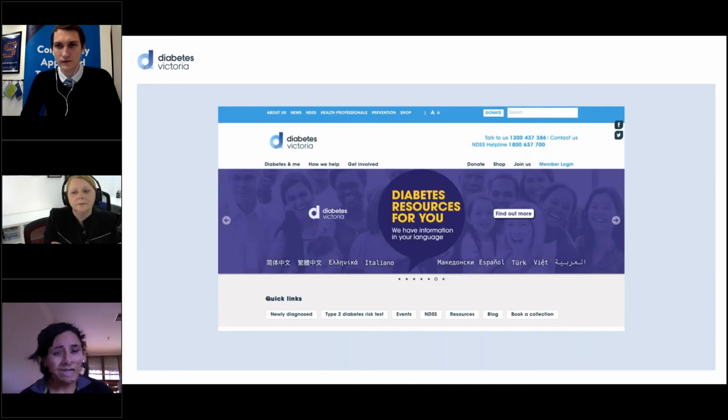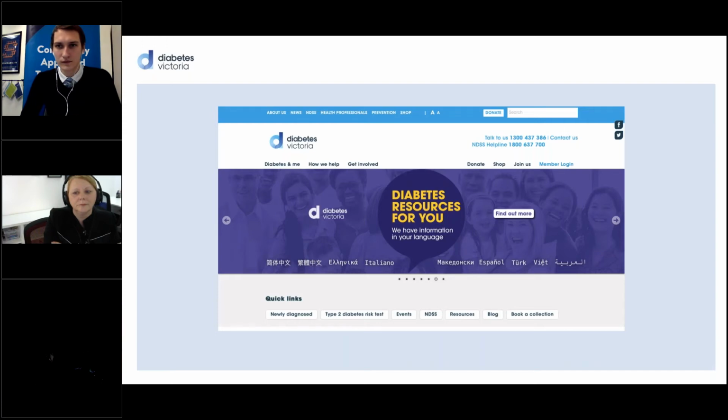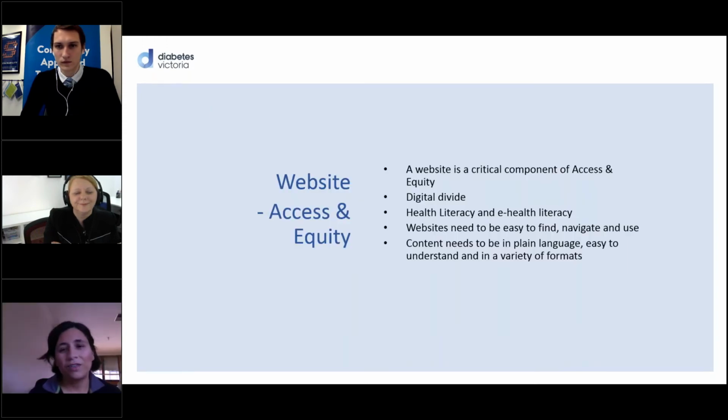So where does the website sit in all of this? Well, the website's an absolutely critical component of access and equity. Many people find our organisation for the first time through search engines and through our website, or don't find it. So it's absolutely important, absolutely critical that we make it as easy as possible.